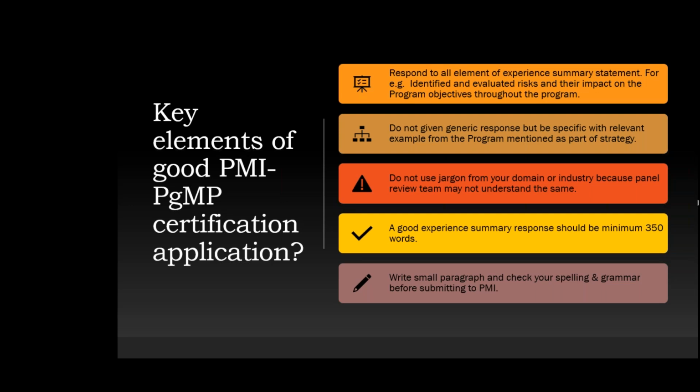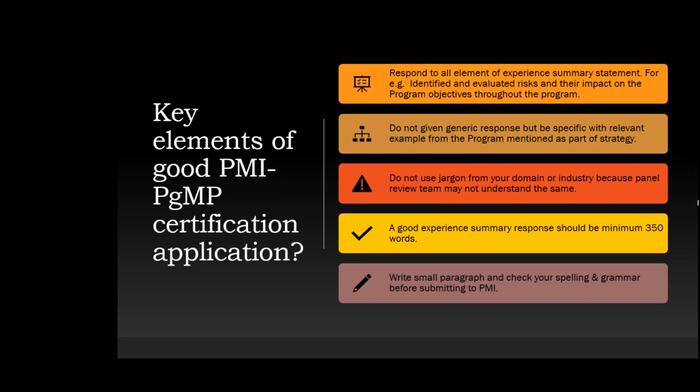So here there are two elements of the question: identified and evaluated. Remember, these questions are written in the past tense. As a panel reviewer, I want to know how you identified the risk and how you evaluated the risk. If you only talk about the risk identification part, I'm not going to approve your application as a panel reviewer. I also would like to see how you evaluated the risk, in which phase of the program and portfolio lifecycle you evaluated the risk, and with relevant examples. They are very, very important key elements of the PgMP application and the PfMP application.